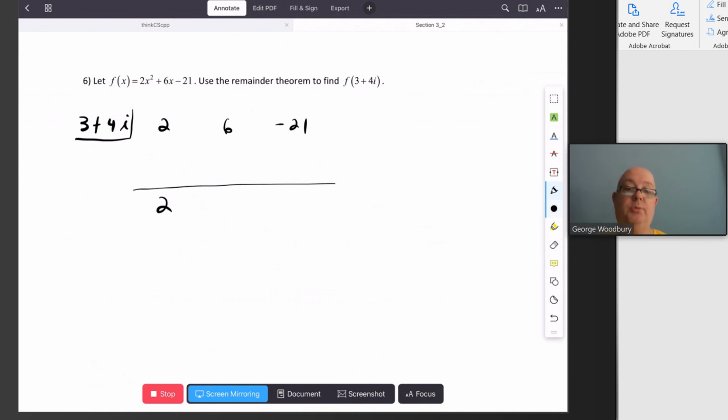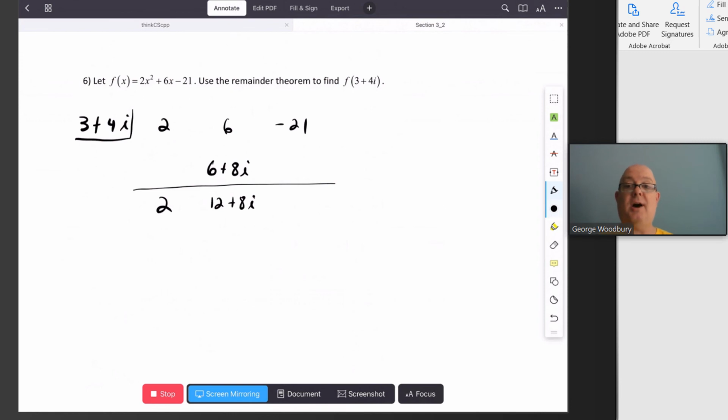Bring down the 2. 2 times 3 plus 4i is what's going to go here. So when I distribute the 2, I get 6 plus 8i. Now we're going to add those together. 6 plus 6 is 12. So I've got 12 plus 8i.